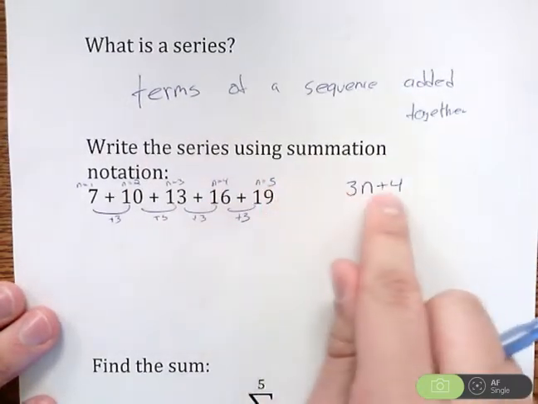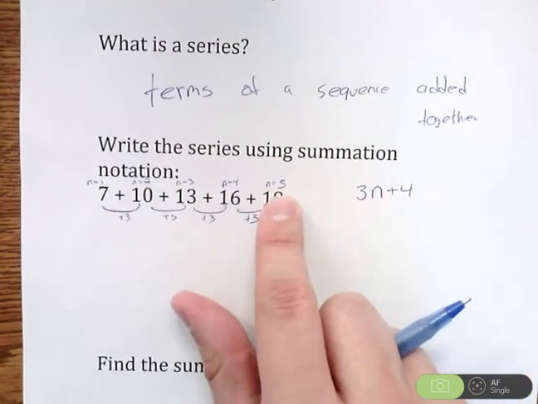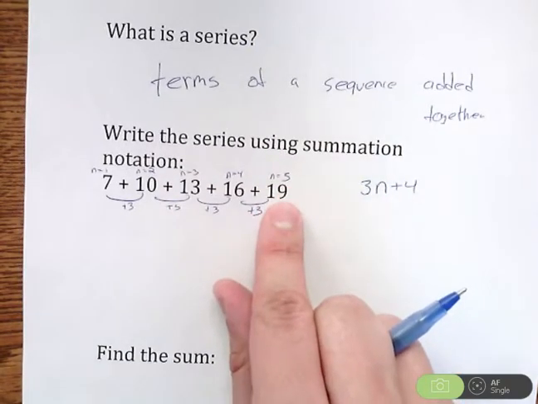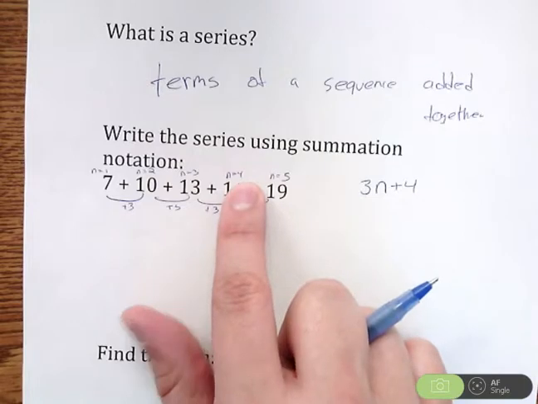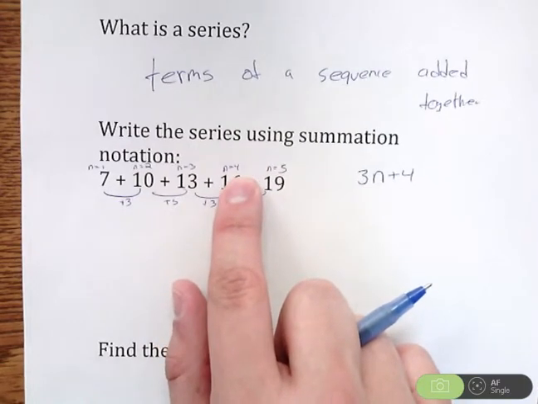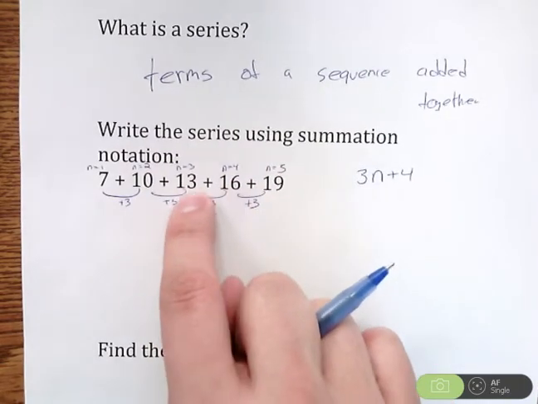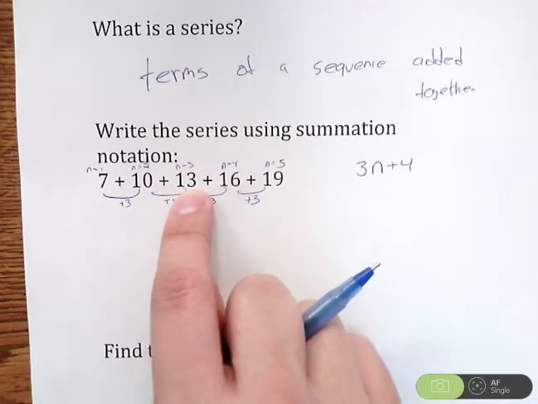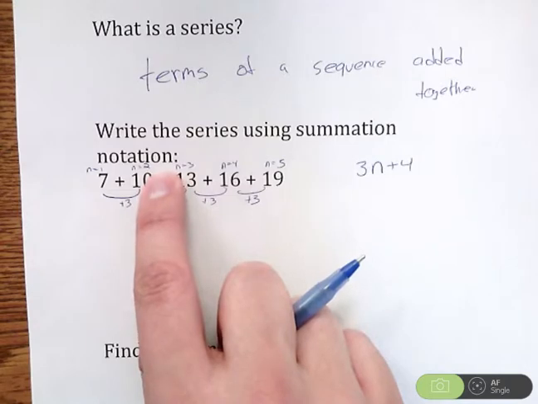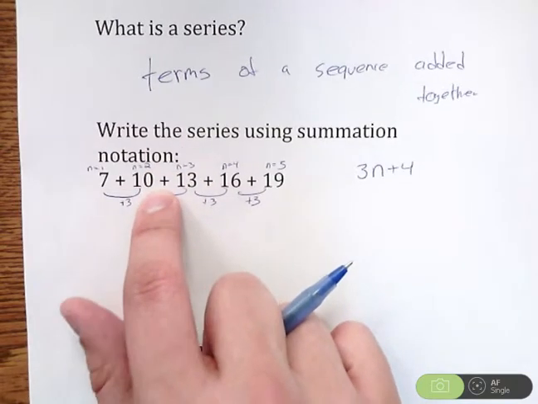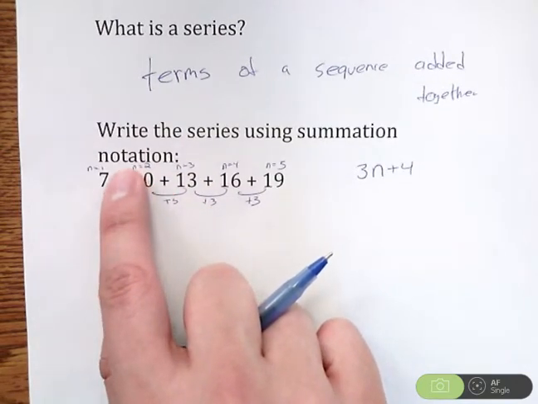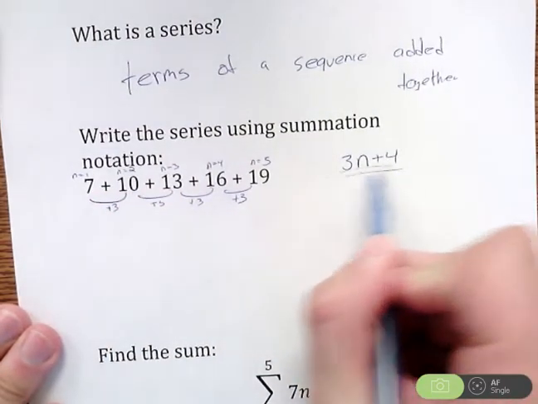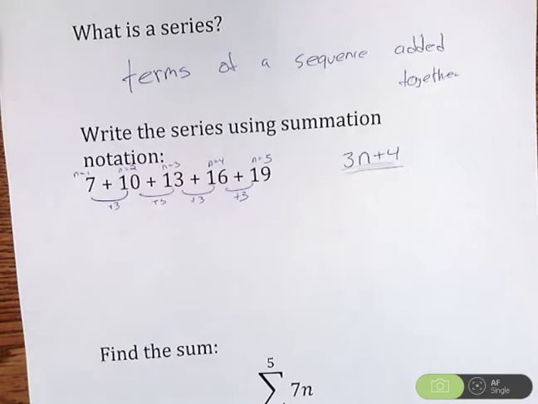I'm going to try it out before I assume this is right. 3 times 5 is 15, add 4 is 19, so it works here. 3 times 4 is 12, add 4 is 16, works there. 3 times 3 is 9, add the 4, you get 13. 3 times 2 is 6, add the 4, you get 10. And 3 times 1 is 3, add the 4, you get 7. So 3n plus 4 is going to be our rule.